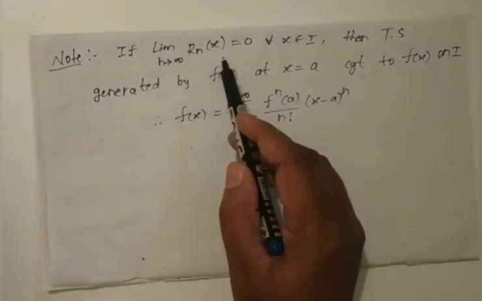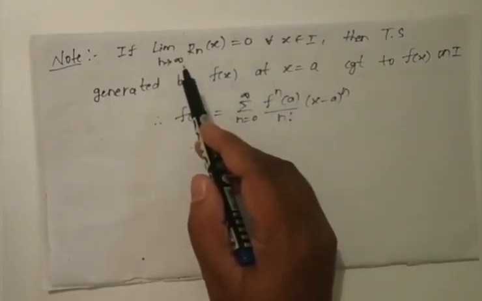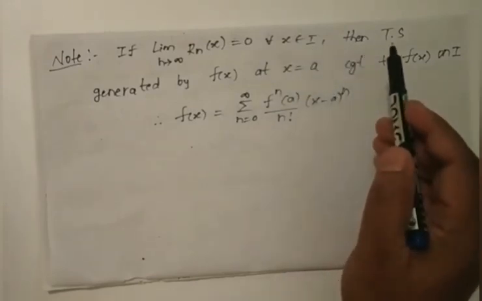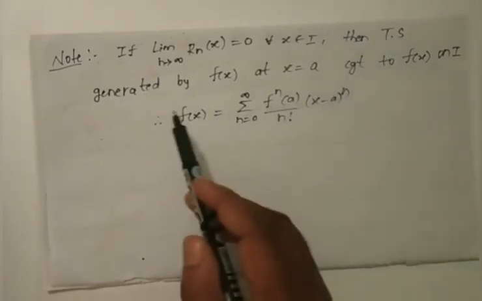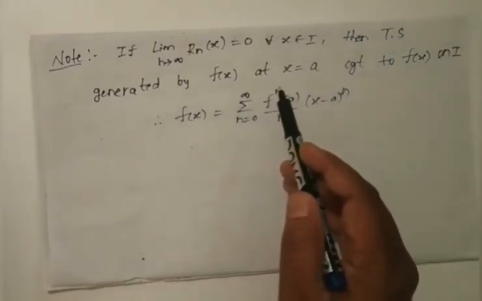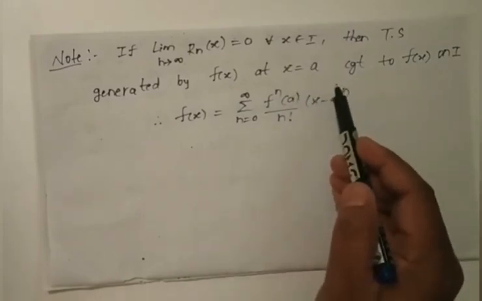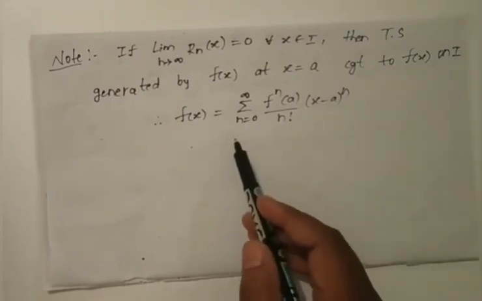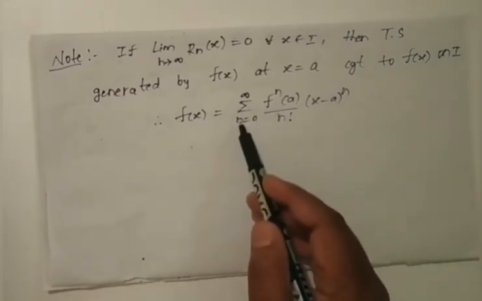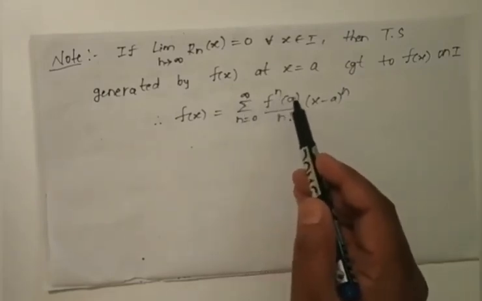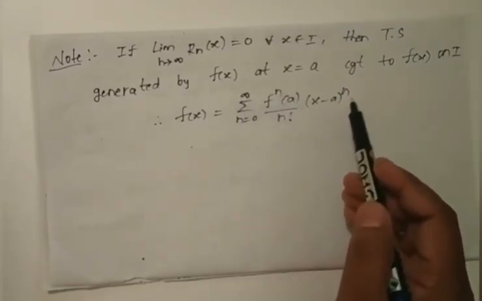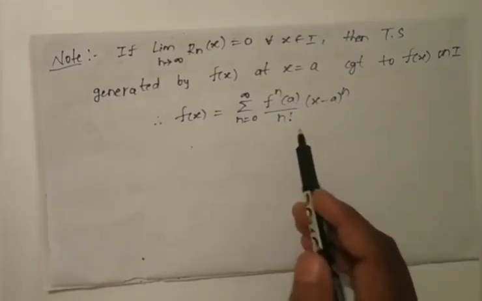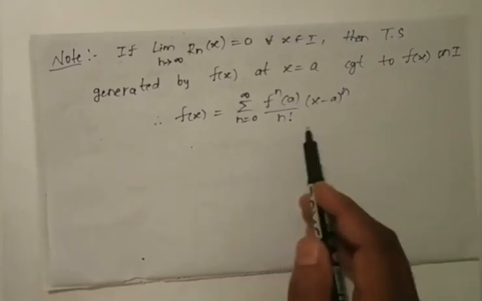So here, Rn of x approaches 0 as n tends to infinity for all x belonging to I, then we can say that the Taylor series generated by f of x at x equals a converges to f of x on the interval I. In this case, we can write f of x as summation n equals 0 to infinity f power n of a by n factorial into x minus a whole power n. Just remember this note also, students. No problem.